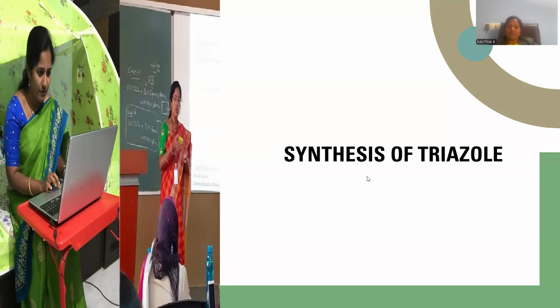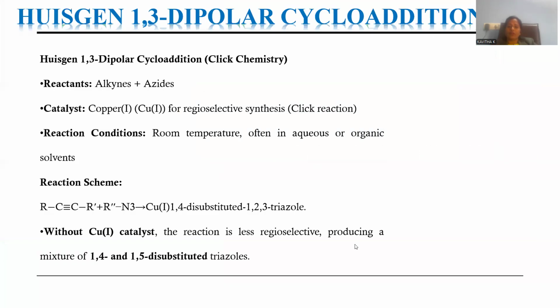Let me enter into the segment called synthesis of triazole. How can we synthesize it? There is a named reaction provided: Huisgen 1,3-dipolar cycloaddition, which is part of click chemistry. And the reactants are added. One is an alkyne, another is an azide. The azide is added upon the alkyne, giving rise to a compound called a triazole.